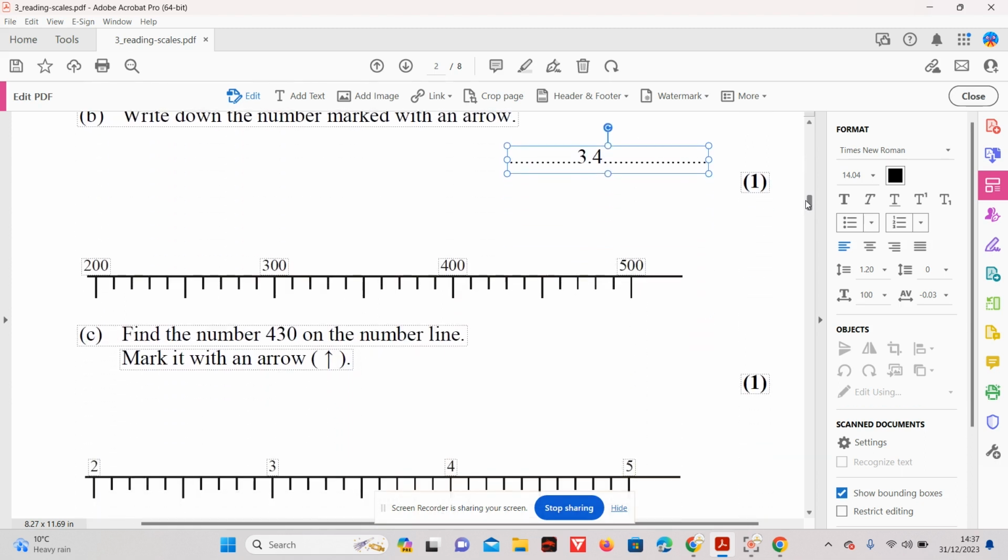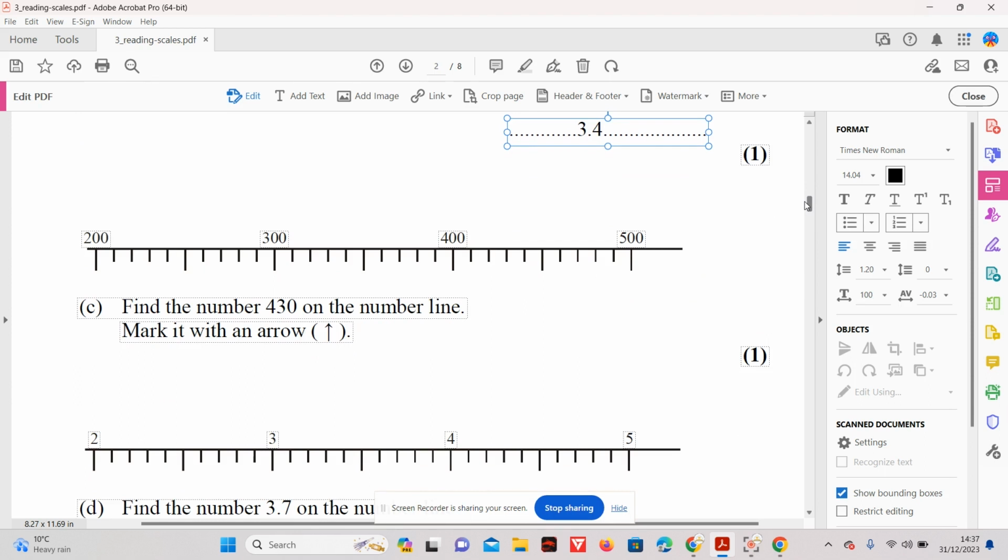Question 1c, find the number 430 marked on the number line. So again, we've got 200 to 500. So I'm just going to check the amount of numbers. So I'm going to check the gap between the 200 and the 300. So we've got 1, 2, 3, 4, 5, 6, 7, 8, 9, 10.